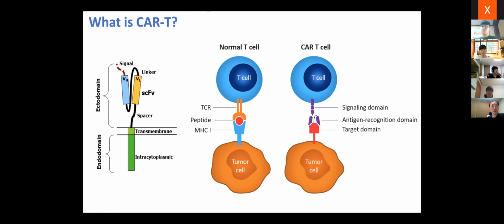We also mentioned the downstream changes, and you said that Kymriah is a second generation. Could you explain that part again?